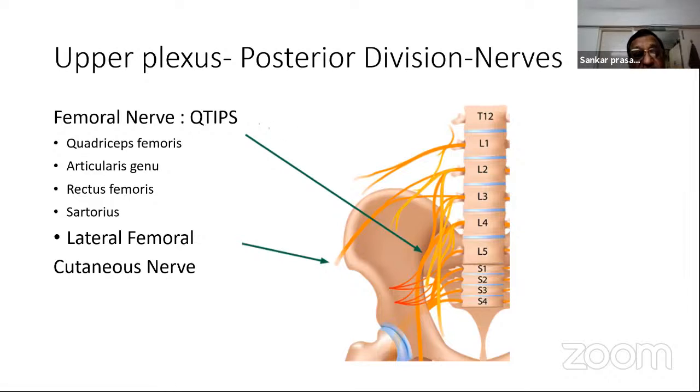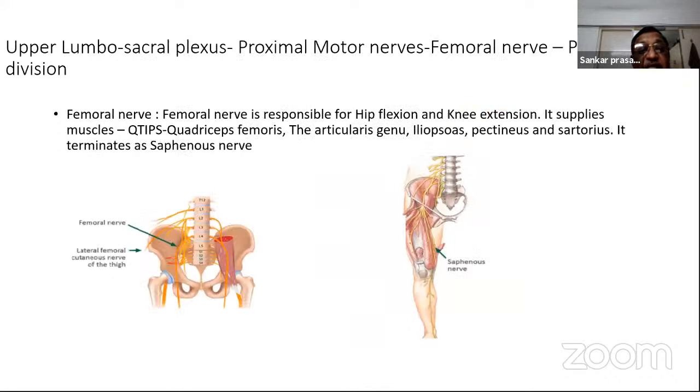So upper plexus, posterior division nerves are femoral nerve, and the one nerve that comes directly is lateral femoral cutaneous nerve of the thigh. The femoral nerve is responsible for hip flexion, knee extension, supplies muscles quadriceps femoris, articularis genu, iliopsoas, pectineus, and sartorius. It terminates as saphenous nerve. So this much you should remember, and this anatomy we're going to discuss again.